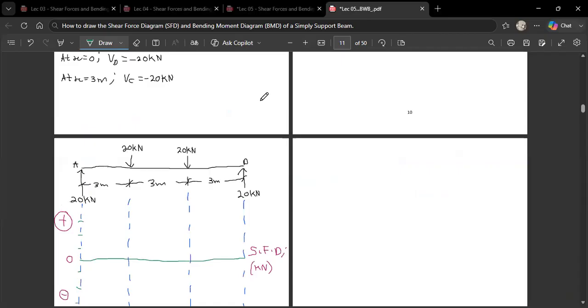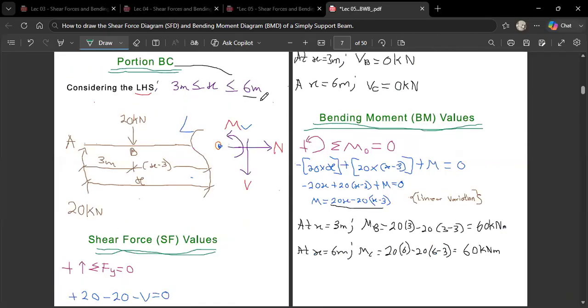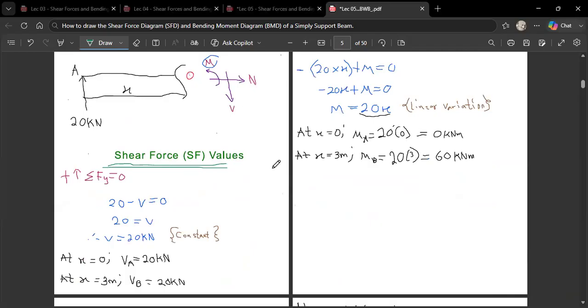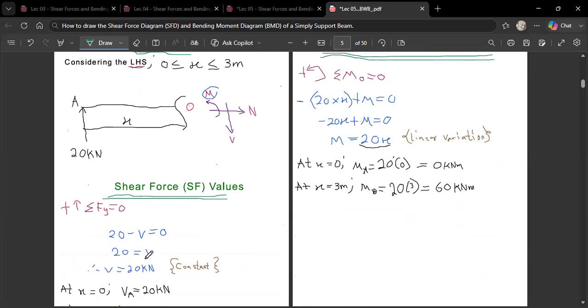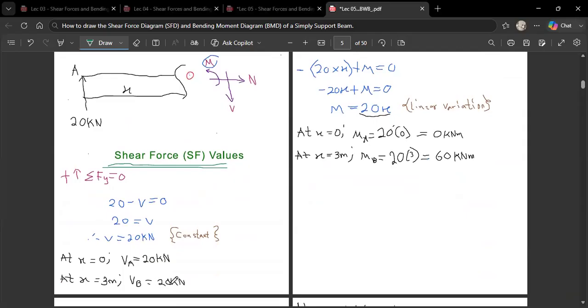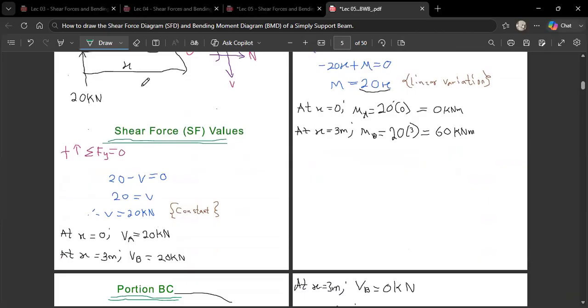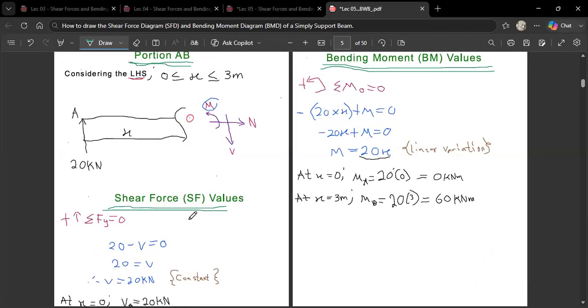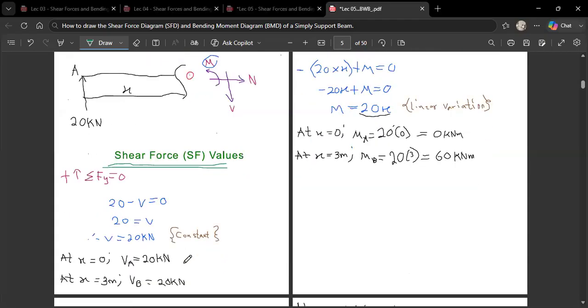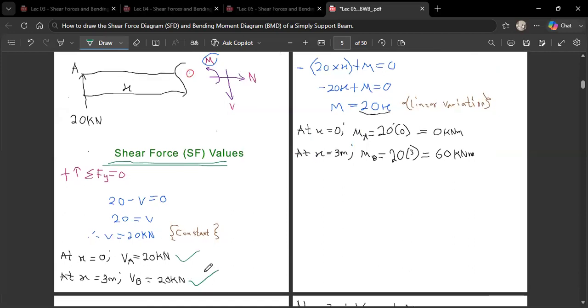So this is where we started. Let's go to portion AB. Portion AB, our shear force values was what? The shear force at A is 20, and then the shear force at B is what? 20. You see, keep that in mind. At portion AB, the shear force at what? This is the shear force value. The shear force at A was what? 20. The shear force at B was also what? 20.